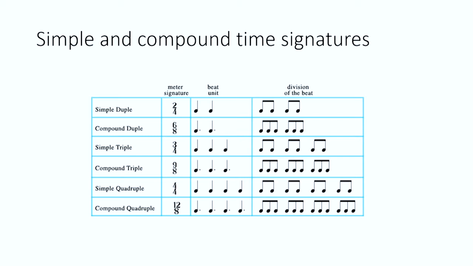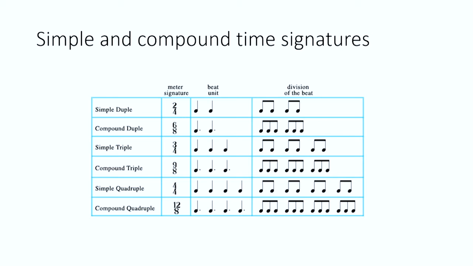But remember, I've told you that the quavers are the beats and the dotted crotchets are actually the pulses. So we've only got 2 pulses in the bar. They are dotted crotchets. So 2/4 and 6/8 both only have 2 pulses in the bar. But in 2/4, the pulse divides into 2. In 6/8, the pulse divides into 3. So we talk about them as being simple duple, that's 2/4, and compound duple. Duple means 2.